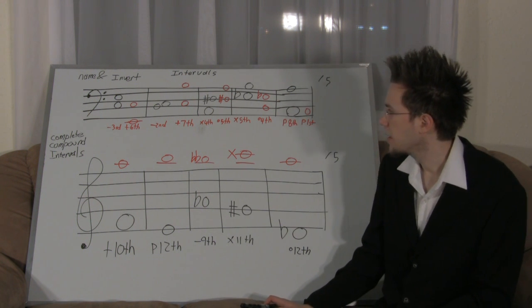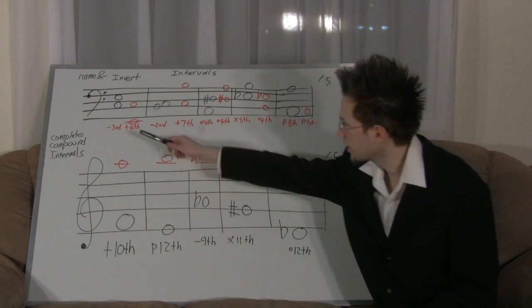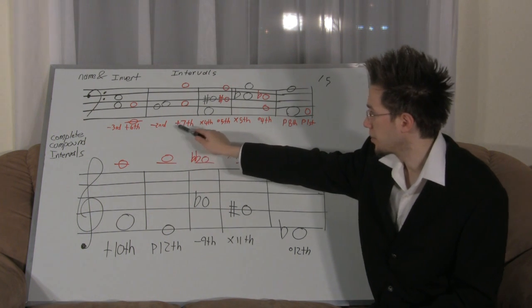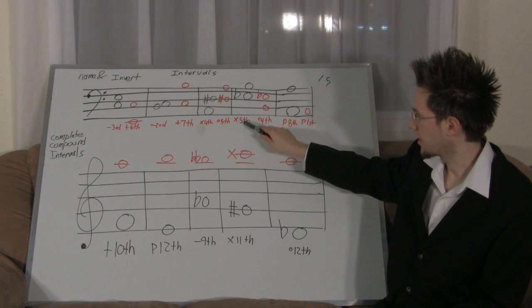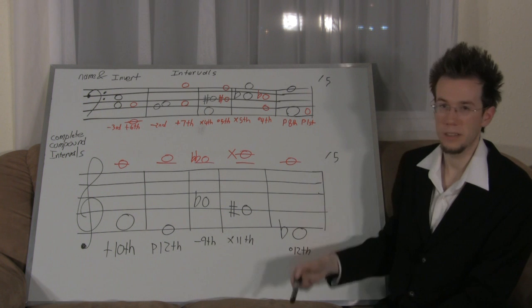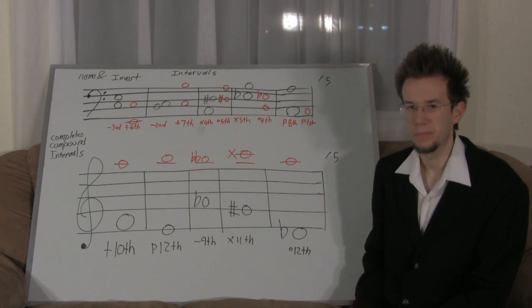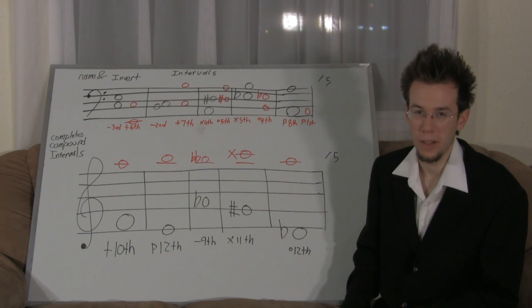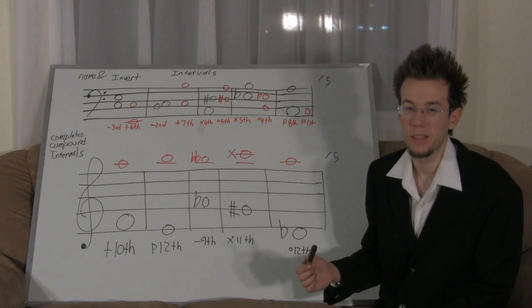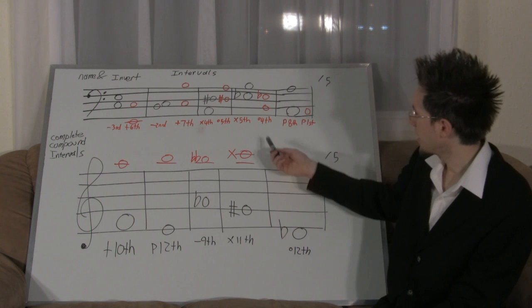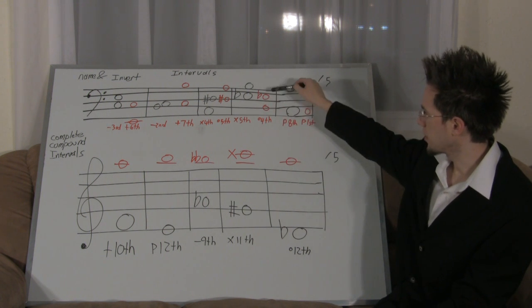So the 2 numbers always equal up to 9. Look, 3 plus 6 is 9. 2 plus 7 is 9. 4 plus 5 is 9. 5 plus 4 is 9. 8 plus 1 is 9. So when you do an inversion, in basic intervals, not compound of course, it always adds up to 9. Okay? Alright, next up, it's an augmented 5th to a diminished 4th.